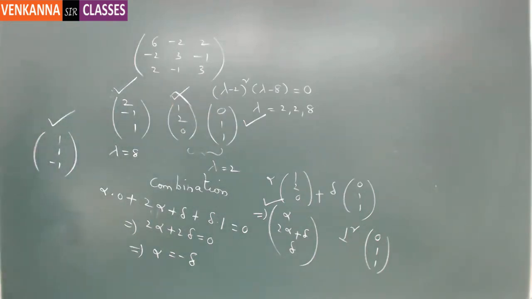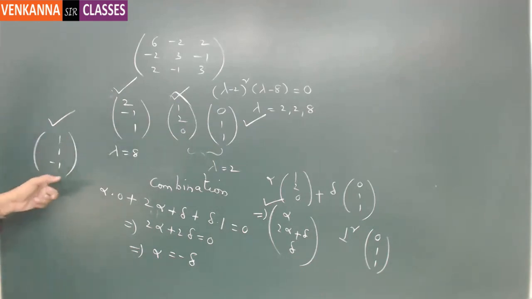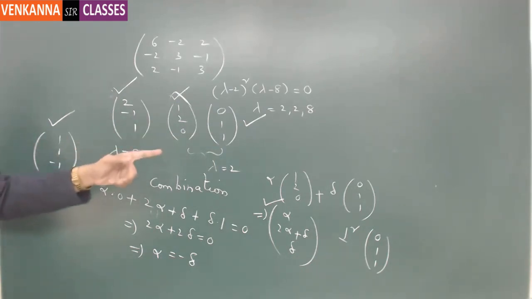So what are the three vectors? 2 minus 1 1, 0 1 1 and 1 1 minus 1. If you write them together, they are pairwise orthogonal. You can check that.